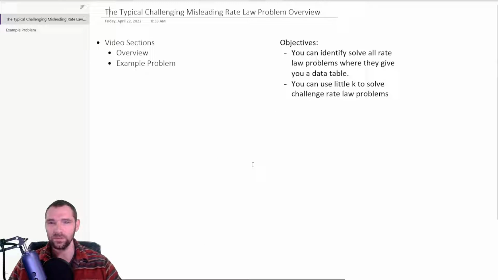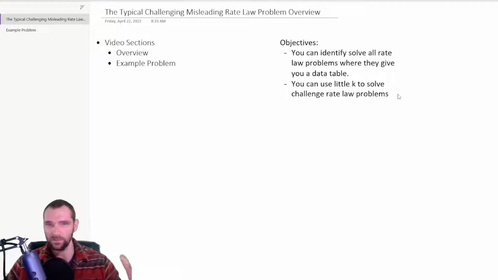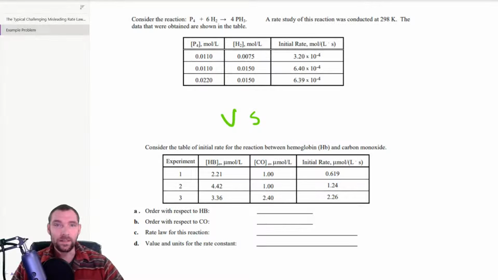So we'll go over how to do those so that you can solve for k, or solve for rate laws using little k with those challenge problems, and that you can solve all of these when you have a data table. So I've got two different rate law problems here. One of them is pretty easy to do. You can see that this one has a constant concentration between two different trials, because we've got trials 1, 2, and 3. And in this situation, it's constant between 2 and 3. So when you have the two different concentrations constant between trials 1 and 2 and 2 and 3, those are pretty easy. Those aren't too bad.